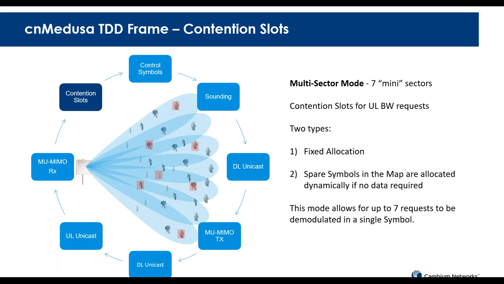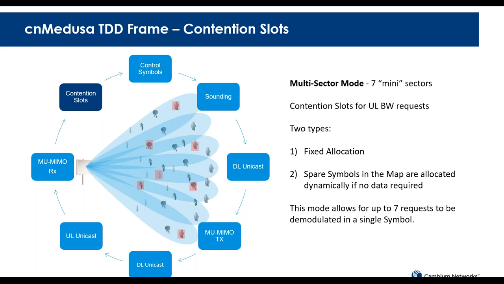So any uplink symbol that is not scheduled is not wasted, and it goes into the pool of symbols that can be used for random access. What is important to understand here is that because we have these 7 mini sectors, each of them is connected to one of the 7 demodulators in the access point. So if we have 7 concurrent transmissions from 7 subscribers that happen to be each in one of the mini sectors, it is possible for the access point to receive all 7 transmissions without any collision and without interference between them. And this is important because it's different from the traditional 2x2 access point.